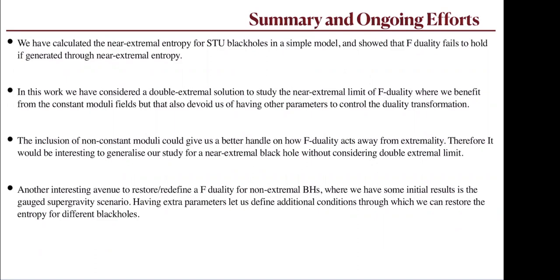We didn't have that. So one thing is going away from this double extremal solution to a more, quote unquote, realistic version of the duality. That's what we're doing. Another interesting approach is to do a gauged supergravity. Whatever we have done so far is in ungauged supergravity. In gauged supergravity, you have extra parameters, and it seems, at least now that we are working on it, that you can tweak those extra parameters and get your Freudenthal duality back. But now you have to, in some sense, put an extra condition on how your gauge changes as well in the Freudenthal duality scenario. So yeah, that's all. Thank you.